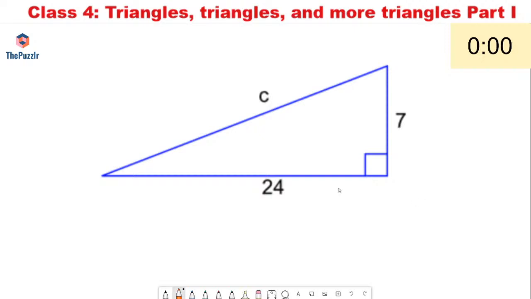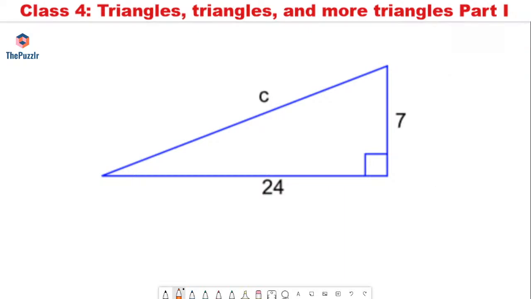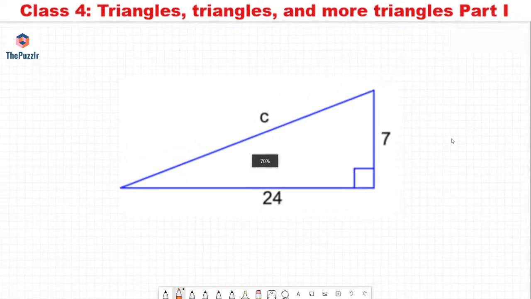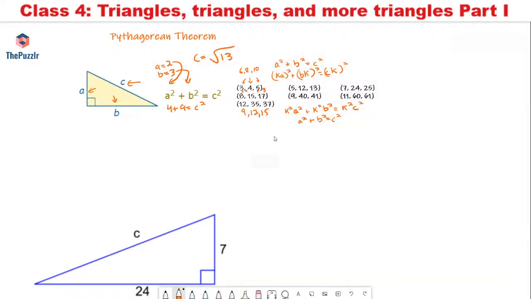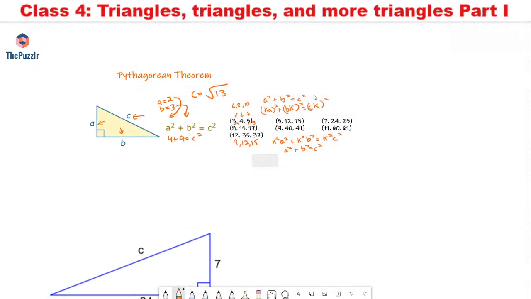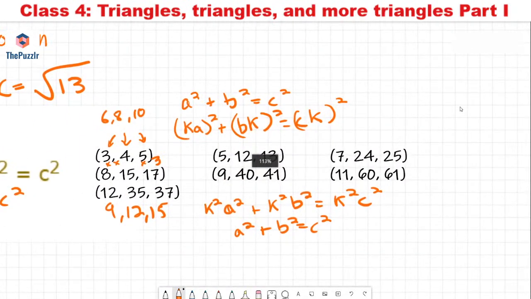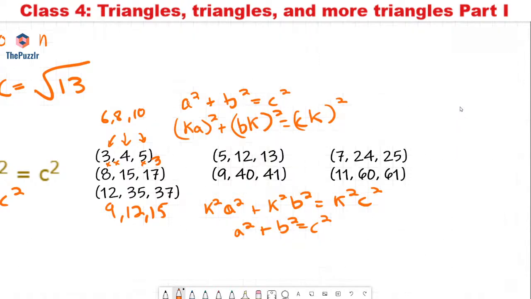Okay, so I'm going to solve this both ways, with and without the triples. Let's go use with the triples. 24 and 7, is that a triple that I have? Wait a second. I have that triple. Oh, it's one of the 5 that I asked you to memorize. So our answer is just 25.